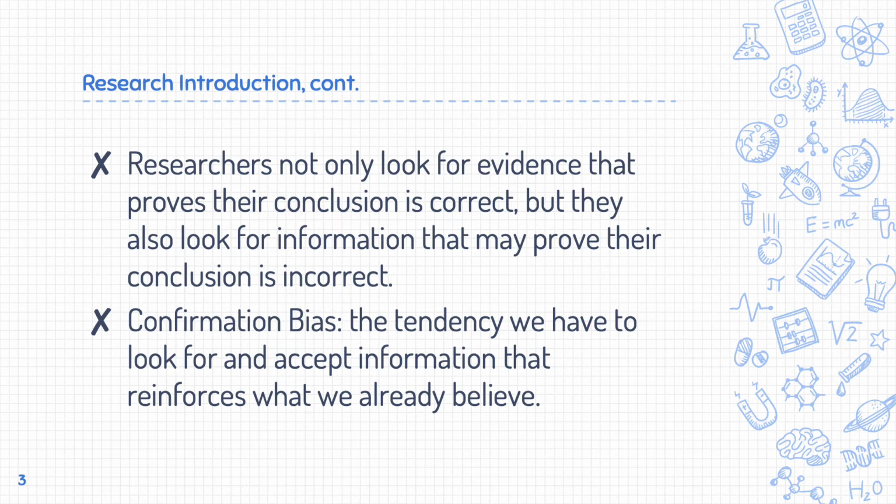While researchers are looking for evidence that proves their conclusions are right, they're also looking for evidence that their conclusion is wrong. While this may sound a little confusing, it's not just enough to prove your conclusion is right. You must also prove that your conclusion is not wrong. So while one can never be sure that their conclusion is 100% correct, one can be more confident that their findings and conclusions are correct if they attempt to find information or data that proves their conclusion wrong and cannot. This also helps researchers avoid confirmation bias, which is the tendency we have to look for and accept information that reinforces what we already believe.